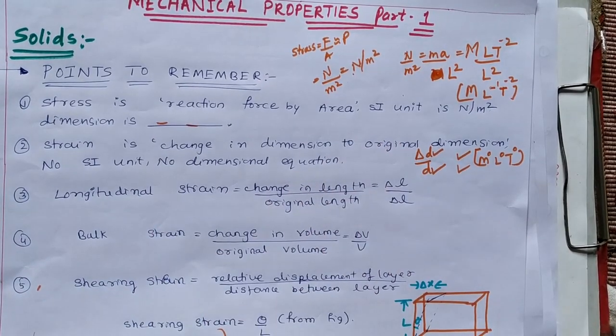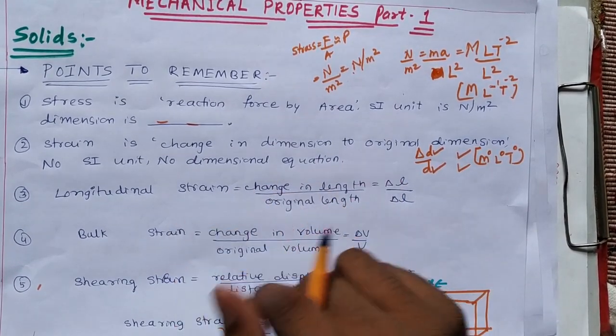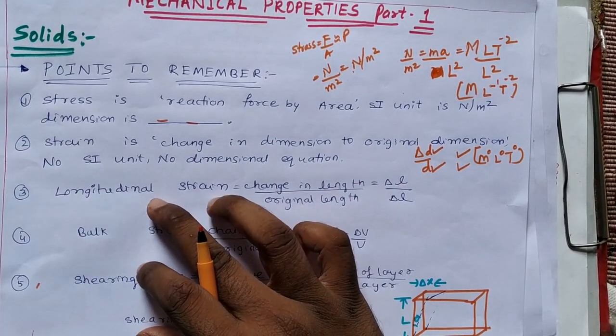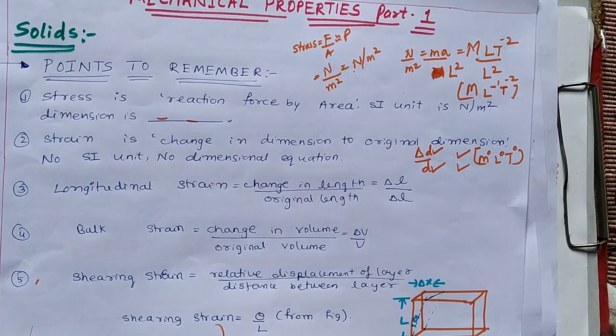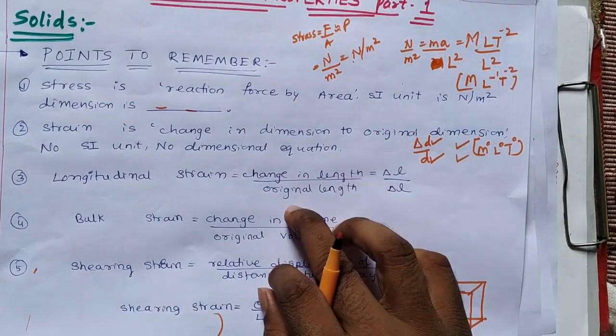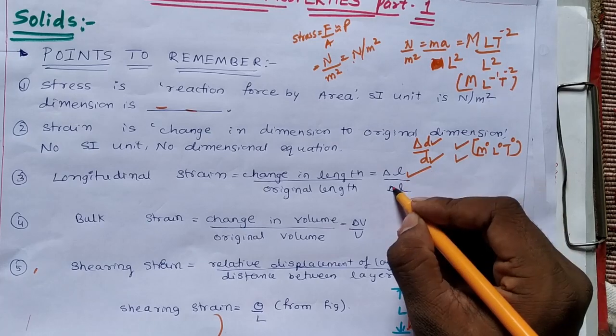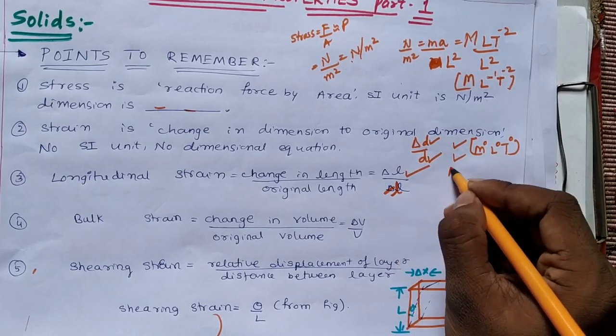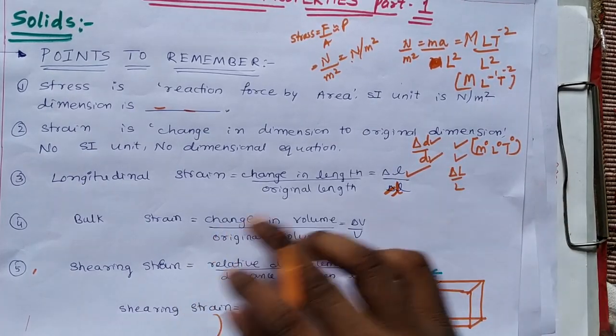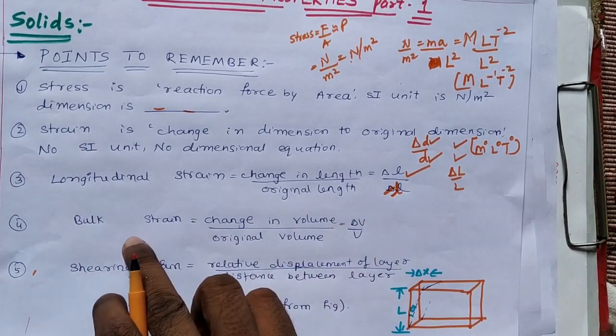Okay, since strain is change in dimension by original dimension, we have three types of strains. First one is longitudinal strain. Longitudinal strain means a change in length by original length. So it's not having any SI unit here.